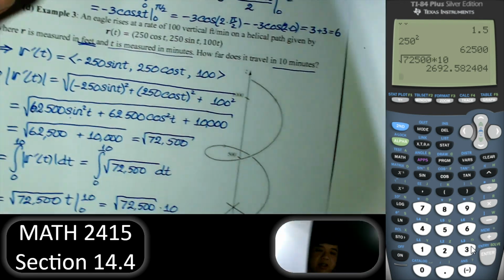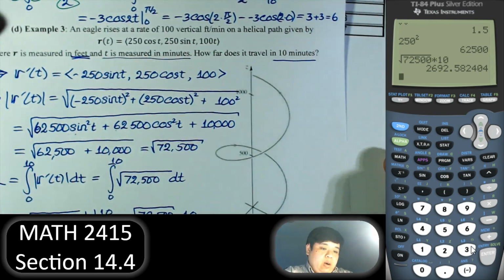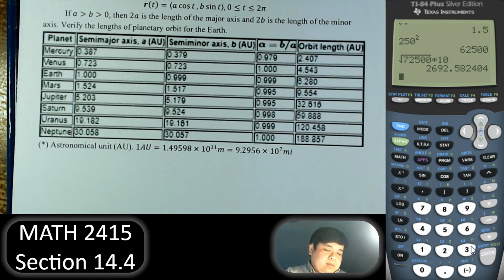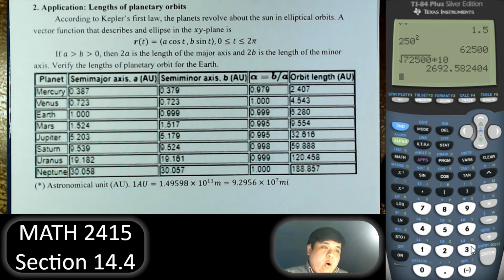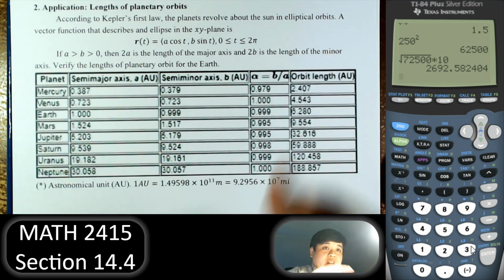Next, we have a little application. It says, according to Kepler's first law, the planet revolves about the sun in an elliptical path. Right. So the sun is not the center where the Earth travels around in a circular path. It actually travels in an elliptical path where the sun is at one of the foci.